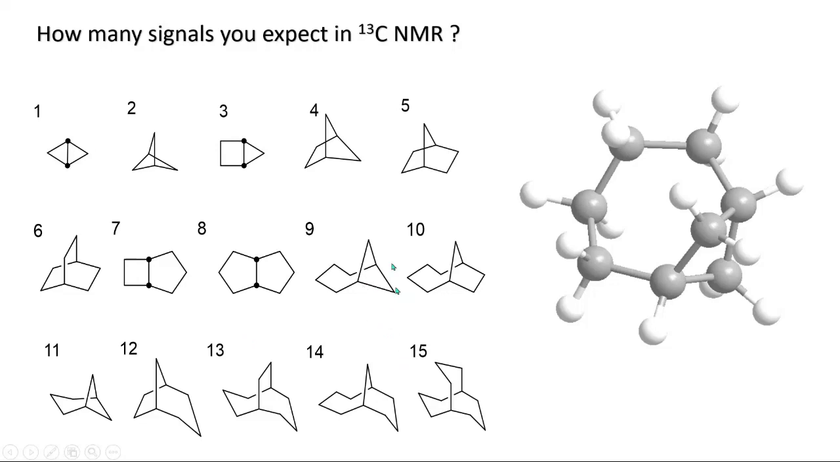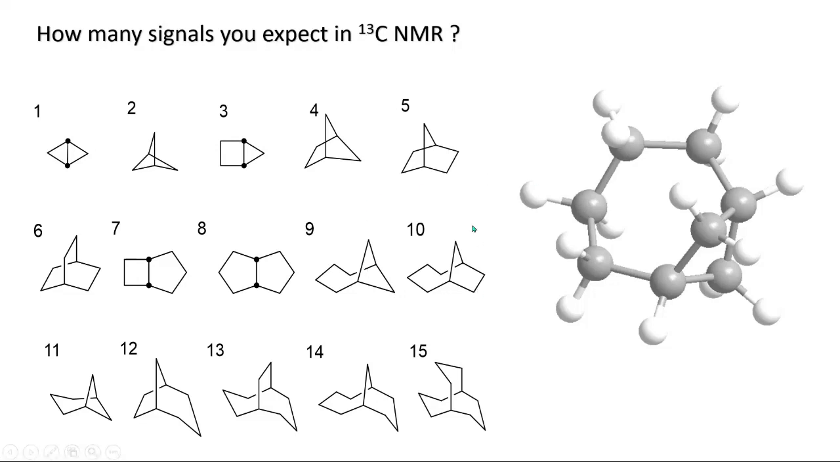And we have to calculate this also, because this is also different, because there is no plane of symmetry like this. So 1, 2, 3, 4, 5. So there are 5 signals for this molecule.